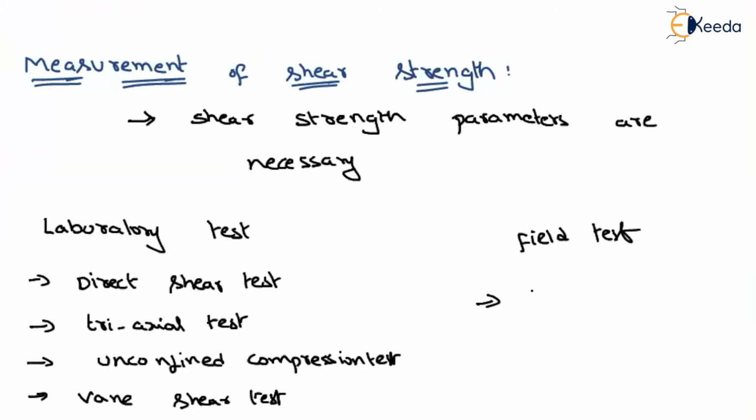And in the field, we can conduct the same tests. That means the vane shear experiment we can do in the laboratory, and also in the field. And we also have the penetration test. So these are the different tests available in the laboratory, or that we can conduct in the field, for determining the shear strength parameters. By using these tests, we obtain the failure envelopes, and based on those, we can estimate the shear strength parameters.